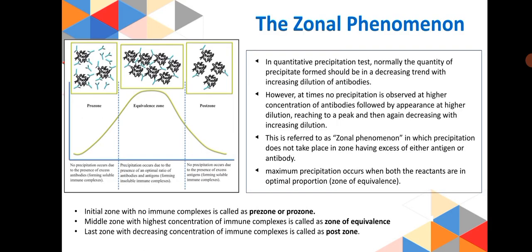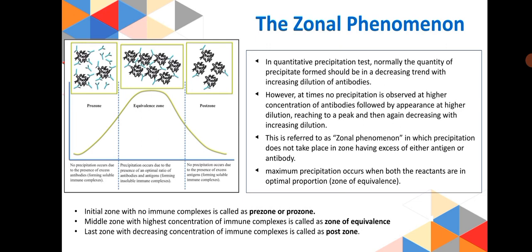The zonal phenomena. In a quantitative precipitation test, normally the quantity of precipitate formed should be in a decreasing trend with increasing dilution of antibodies. However, at times, no precipitation is observed at higher concentrations of antibodies, followed by appearance at higher dilutions, reaching a peak and then again decreasing with increasing dilutions.